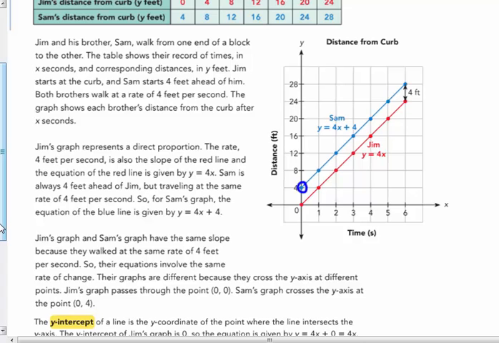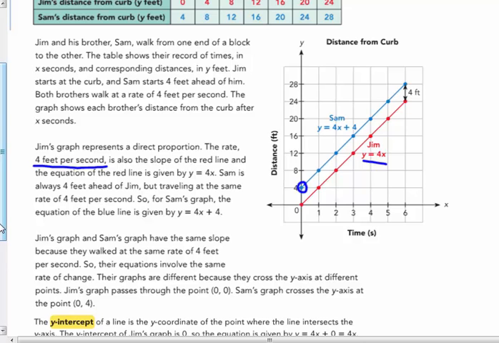The graph shows each brother's distance from the curb after x seconds. So after 1 second, Jim is at 4 feet and Sam is at 8 feet. Jim's graph represents a direct proportion. The rate, 4 feet per second, that's that k that you were finding, y equals kx. 4 feet per second is also the slope of the red line, and the equation of the red line is given by y equals 4x. So Jim here is in red, y equals 4x.